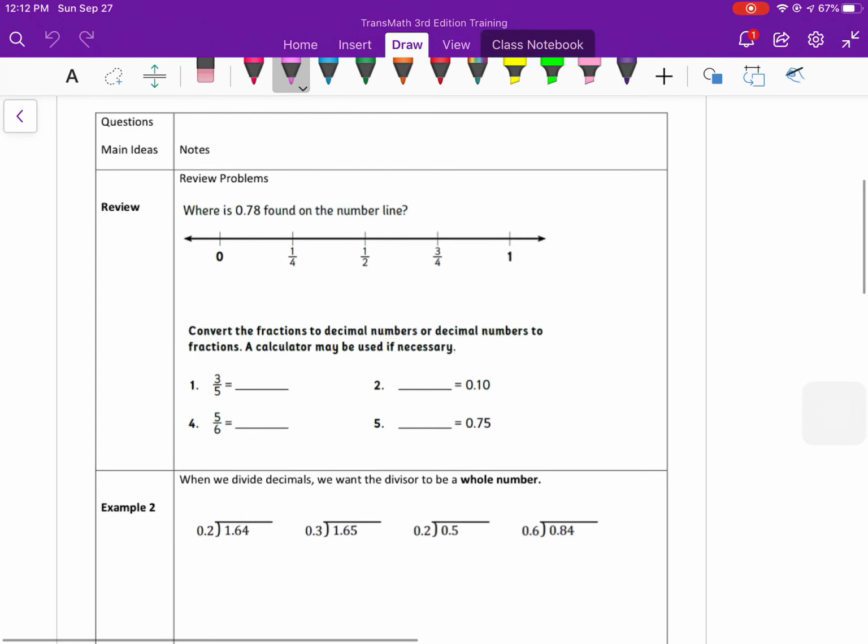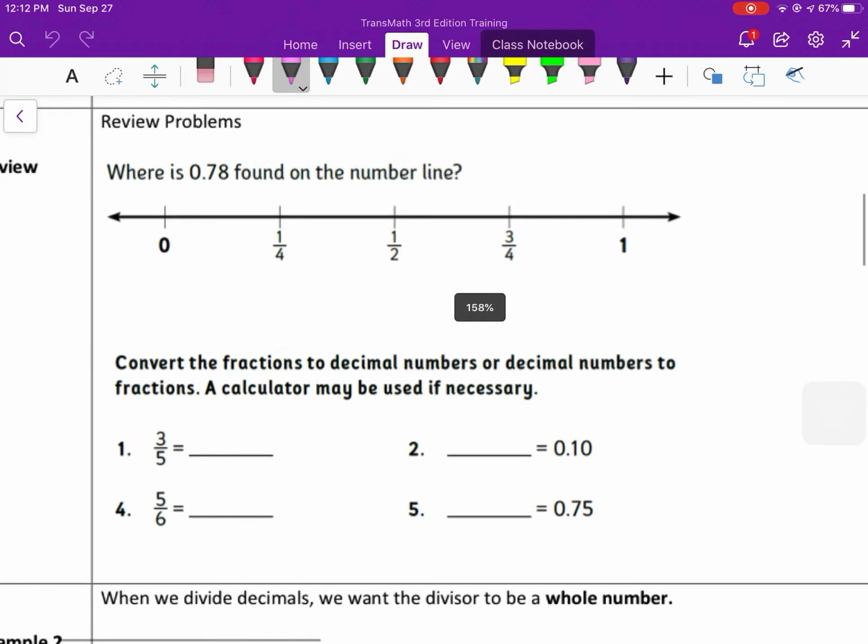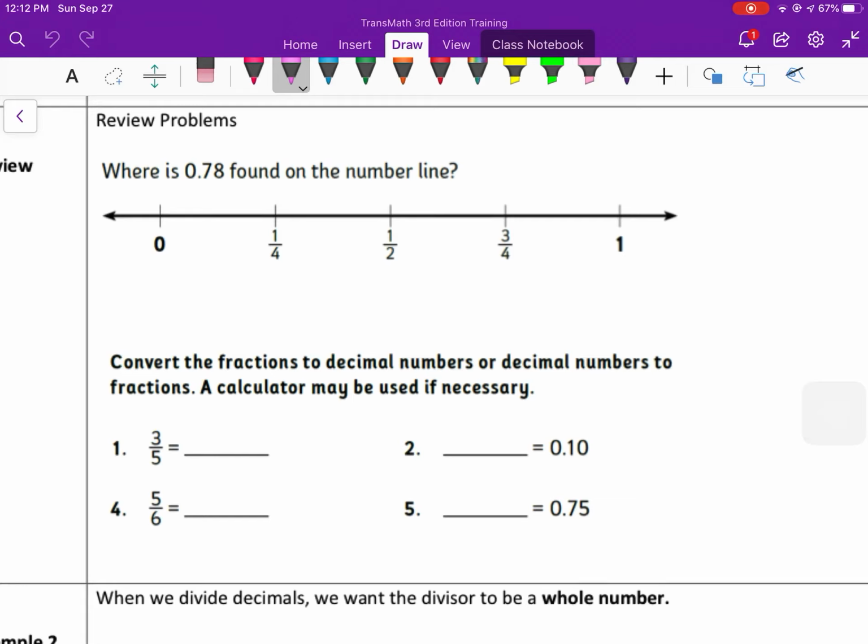So here's a couple review problems from the first unit. Where is 0.78 found on the number line? Here I have a number line that's broken into fourths, from 0 to 1. We should remember 1/4, 1/2, and 3/4, and we should have those decimals memorized.